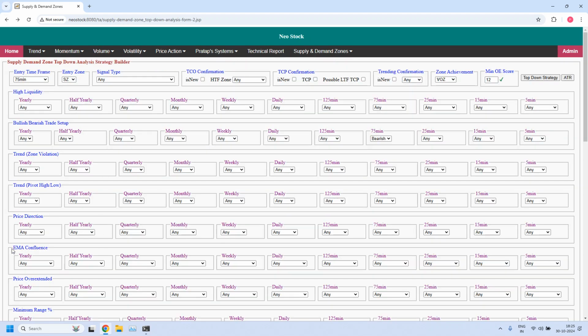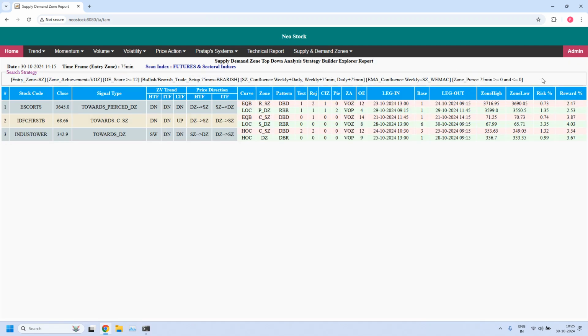Let's verify. In the EMA confluence, weekly time frame, weekly supply zone with weekly EMA confluence. Why weekly supply zone? Because the daily and 75 minutes zones together are part of the weekly zone. That's why we are looking for weekly EMA confluence. All the 3 are having it, but the third one we can ignore because the trend is sideways. But the remaining 2 have a downtrend. They are high probability. Escorts and IDFC First Bank are high probability setup supported stocks.